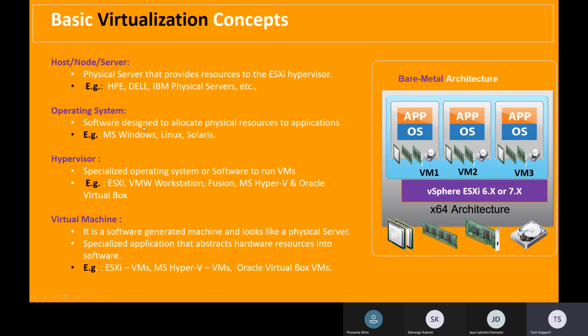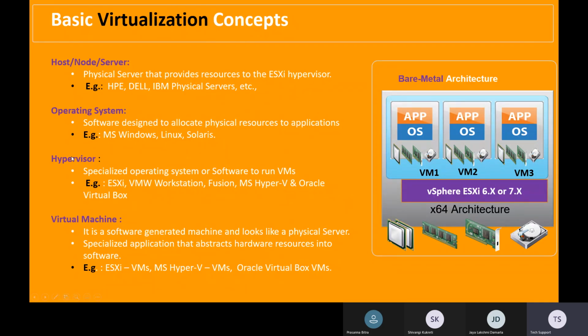The operating system, in short OS, is a software designed to allocate physical resources to applications. If we want to run any application, we need an operating system. In our mobile also, if you are using a Samsung Android mobile, without the Android operating system we cannot run any mobile application. In the same way, with the iPhone, without the Apple operating system, we cannot install any application. Same for servers, desktops, laptops, anything. The most popular operating systems are Microsoft Windows flavors, as we discussed in the previous session, and Linux, where the most popular version is Red Hat Enterprise Linux, the latest version 8.5. Some companies also use Solaris operating systems. These are the operating system examples.